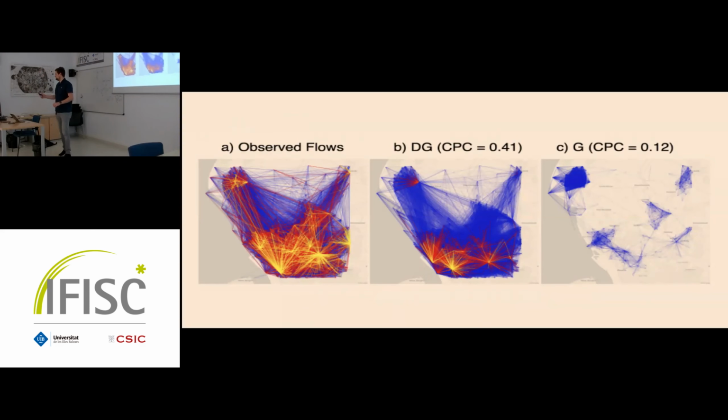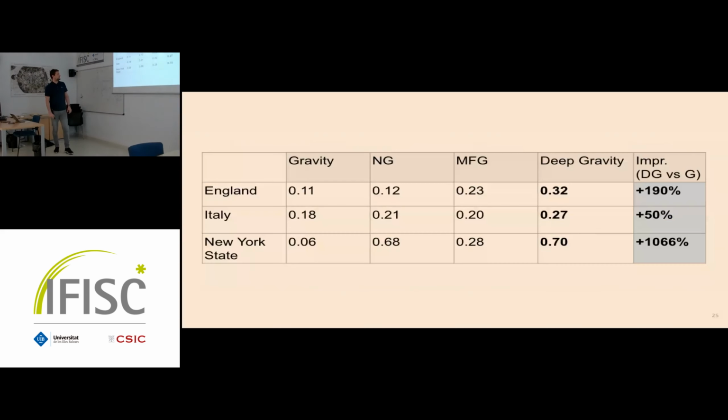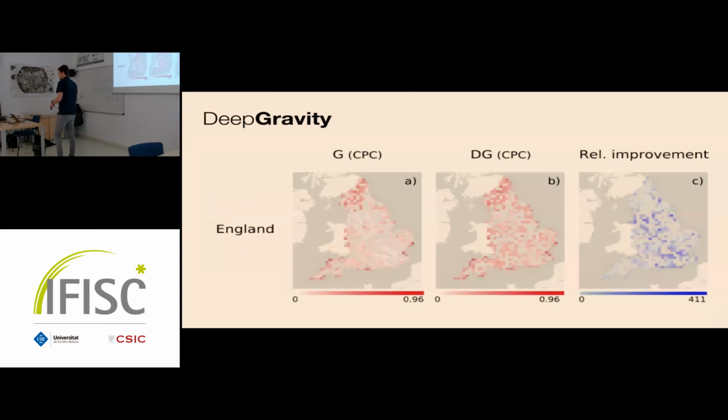So just by introducing new features and deep learning techniques, you can see that, those are the observed flows in the first picture, the A picture. And in the middle, there are the results of the traditional gravity model. You can see that the similarity of this map with this one, B and A, is greater than the one of C and A. And indeed, we have some relative improvements that go above 1000% in the case of New York State. And there may be reasons why we have just 50% in Italy and this big improvement in New York. If you want, we can discuss it a bit later.